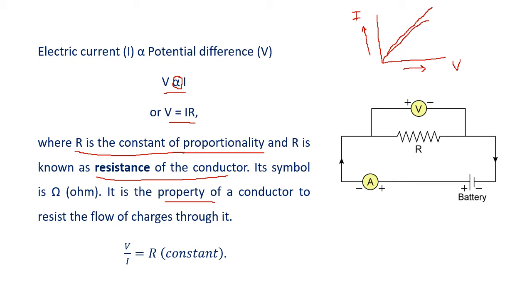It is the property of a conductor to resist the flow of current or resist the flow of charges. What does it mean? If your conductor has high resistance, it means when you apply voltage, the current will not increase very much because of the high resistance. It is preventing the charges from flowing. It is resisting the flow of charges. So even by increasing the voltage, the current does not increase very much.